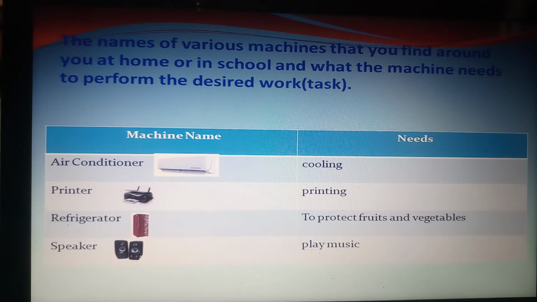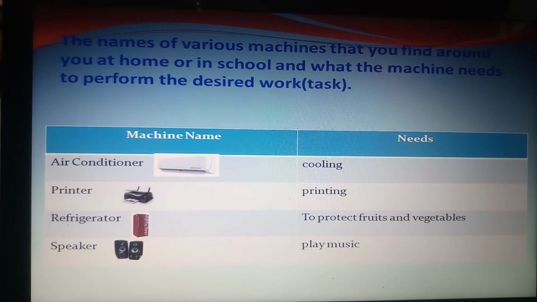First example is air conditioner. It is used for cooling. Second is printer. It is used for printing. Third is refrigerator. It is used to protect fruits and vegetables. Next is speaker. It is used to play music.